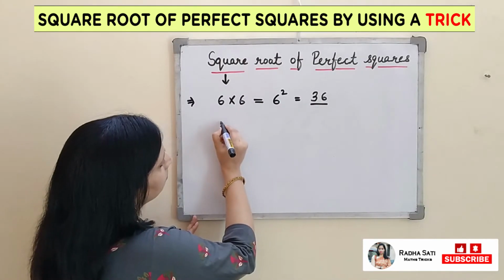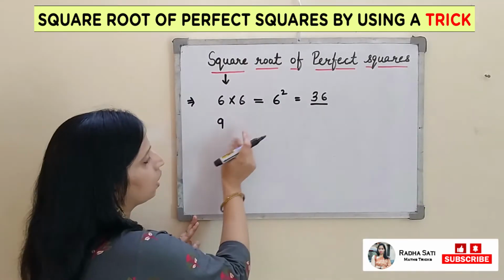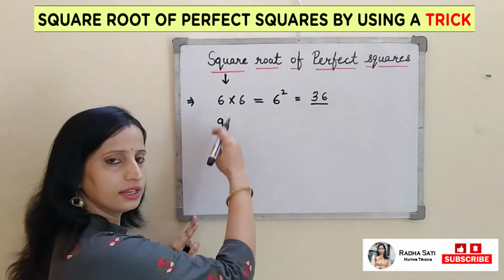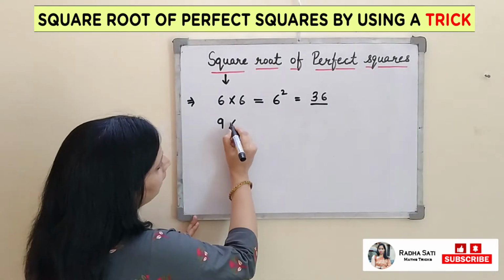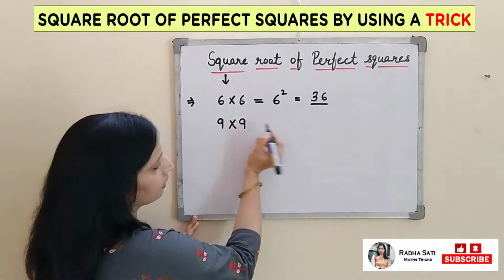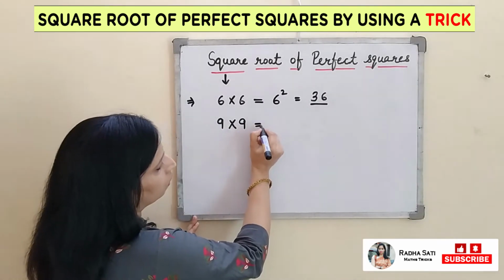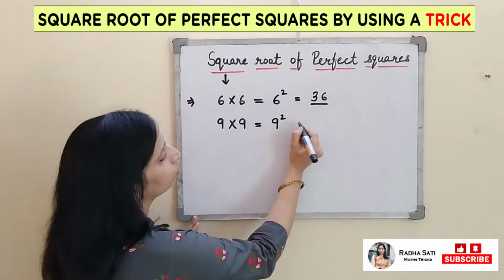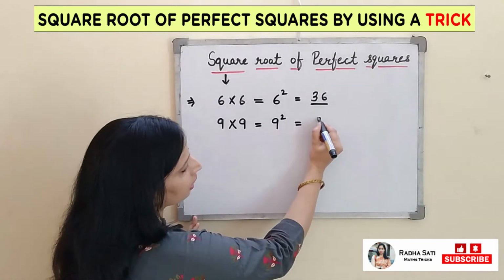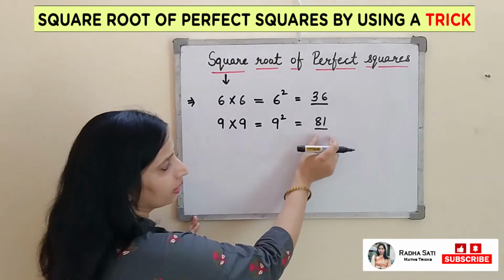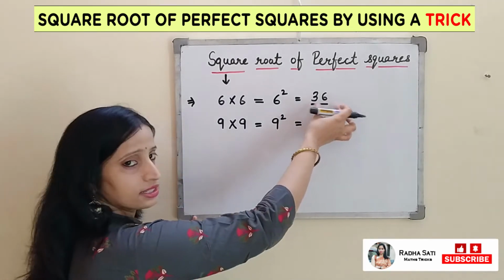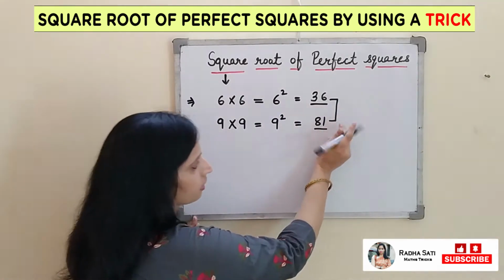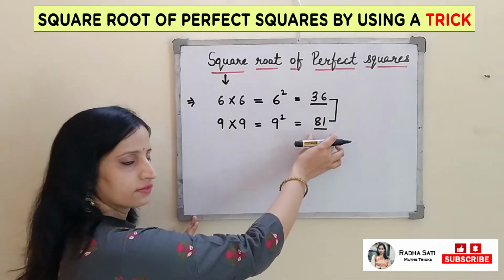Similarly, let's take another number, 9. To find the square of 9, we need to multiply 9 by itself. So we multiply 9 by 9, or 9 raised to the power 2. It will be 9 nines are 81. This means 36 and 81 are the square numbers, or perfect squares.